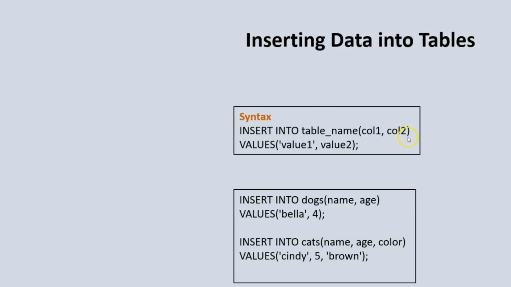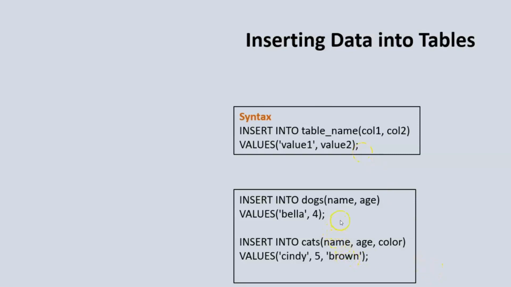We close our parentheses, and then we have the keyword values, which is really what value you want to insert into those columns. Assuming that this is a string value, we have to put that in single quotes. We have a comma, we have the second value, we close our parentheses, and we end with a semicolon.